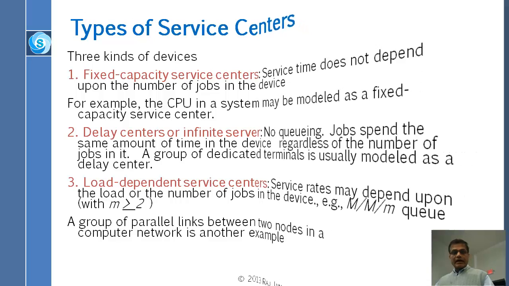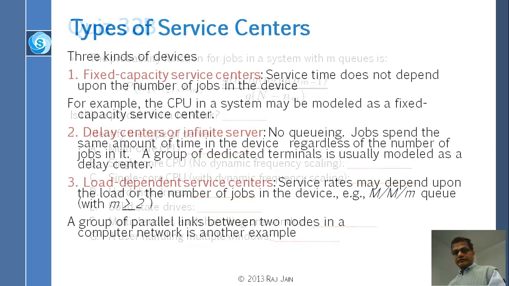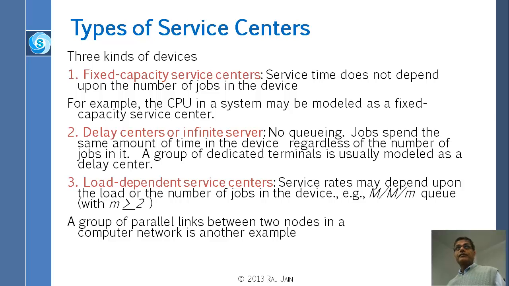Anyway, now just another quiz. If somebody gave you this formula, is this a product form network? That is the answer here, yes or no. Second, these you have to fill in: a multi-core CPU, what kind of server is it? There are three kinds of servers. Remember these, right? So for each of these, fill it out quickly.